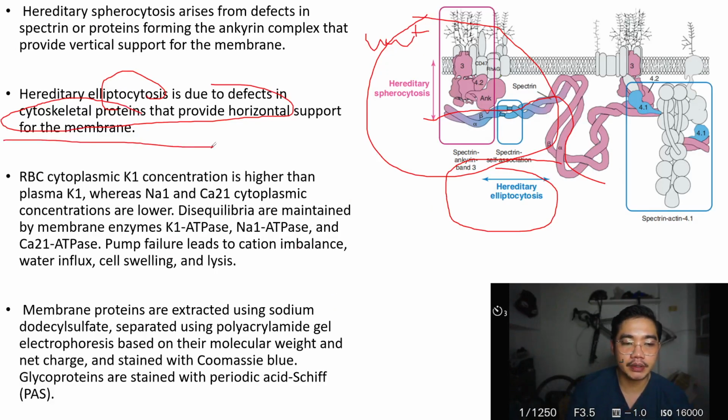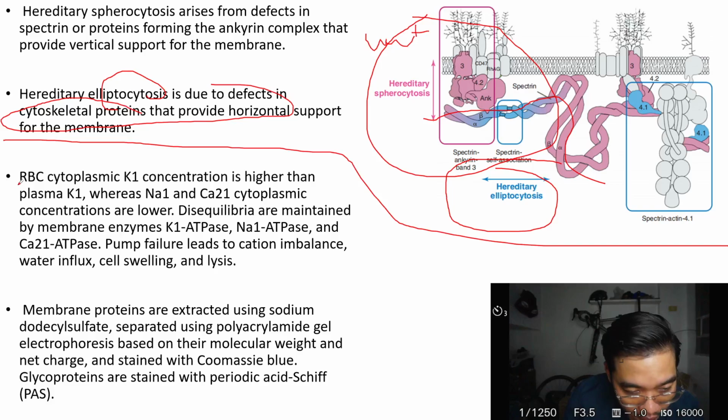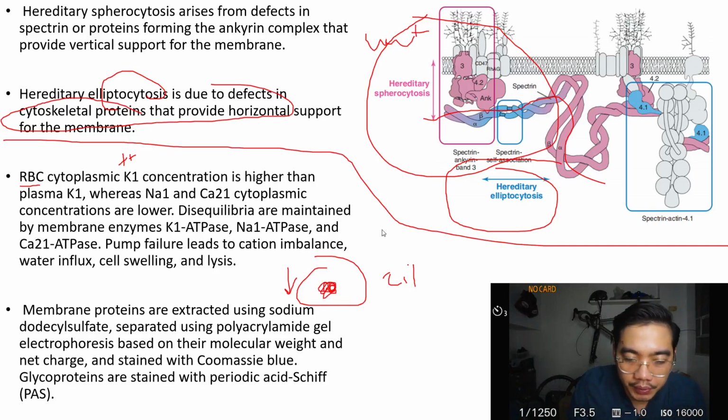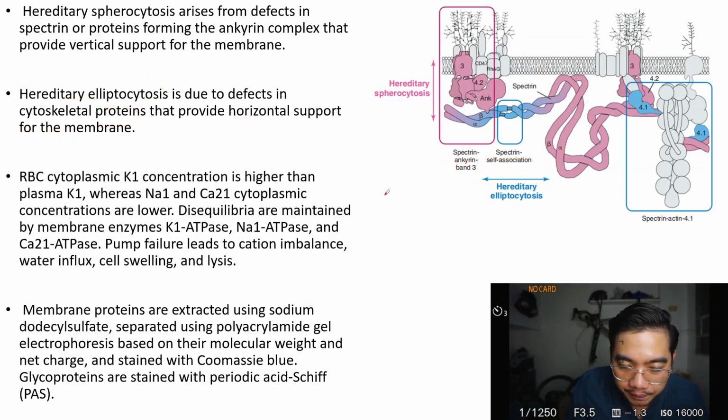So for the last part, this one, RBC cytoplasmic, that's not K1, that's K plus. That's your potassium concentration. So 2:1, meaning there is more potassium inside of your cell. So I want to explain this properly. So we have your sodium potassium pump, or sodium potassium ATPase.